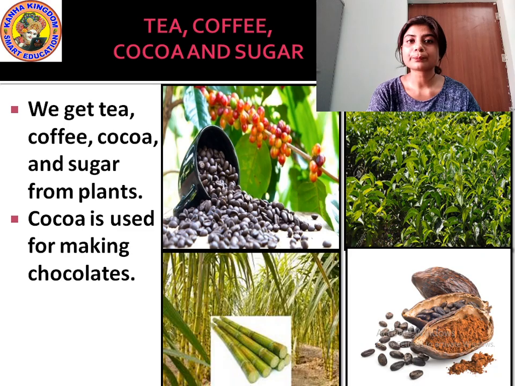Then cocoa is obtained from the cocoa plant. Can you see the picture of cocoa? It is used to make chocolates. So these are also the different kinds of food that we get from plants. Tea, sugar, coffee, cocoa, cereals, pulses, vegetables, fruits. All these things are obtained from plants.